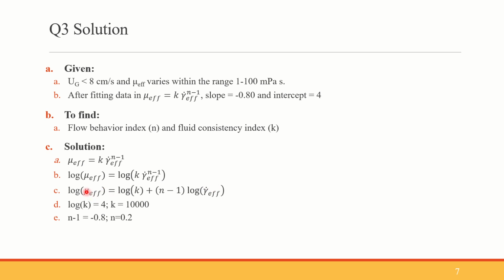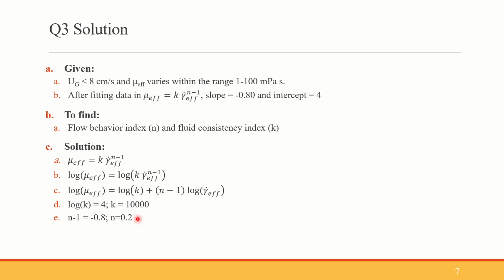So here it is of the format y is equal to mx plus c. Since c is the intercept and m is the slope, we have the value of slope as well as the intercept. Intercept is given as 4, so log k is equal to 4 and k is equal to 10,000. Similarly, slope is minus 0.8, so n minus 1 is equal to minus 0.8, therefore n is equal to 0.2. I hope it is clear.